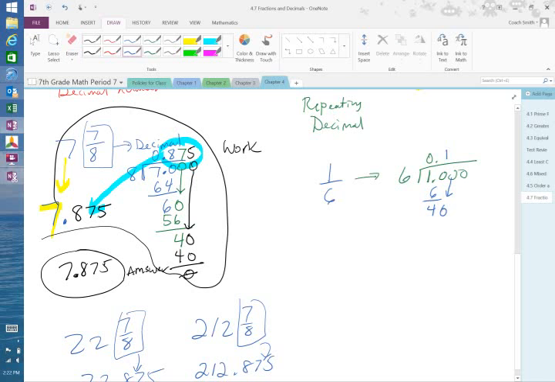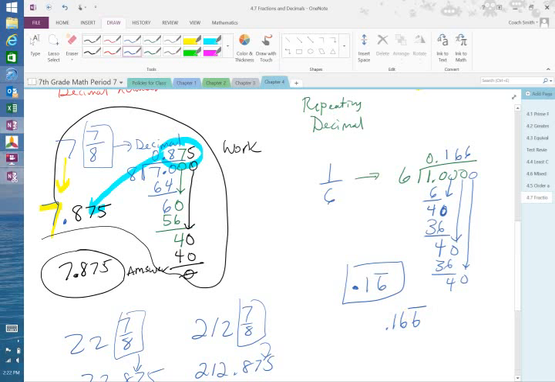Bring down a 0. 6 goes into 40 six times, 36, remainder 4, bring down a 0. 6 into 40 goes six times, 36, remainder 4, bring down a 0. So what repeats? The 6. When's the first time that it starts repeating? After the 1, right? So my answer is 0.1 with a 6 and a bar over the 6. You don't do this. That's not correct.